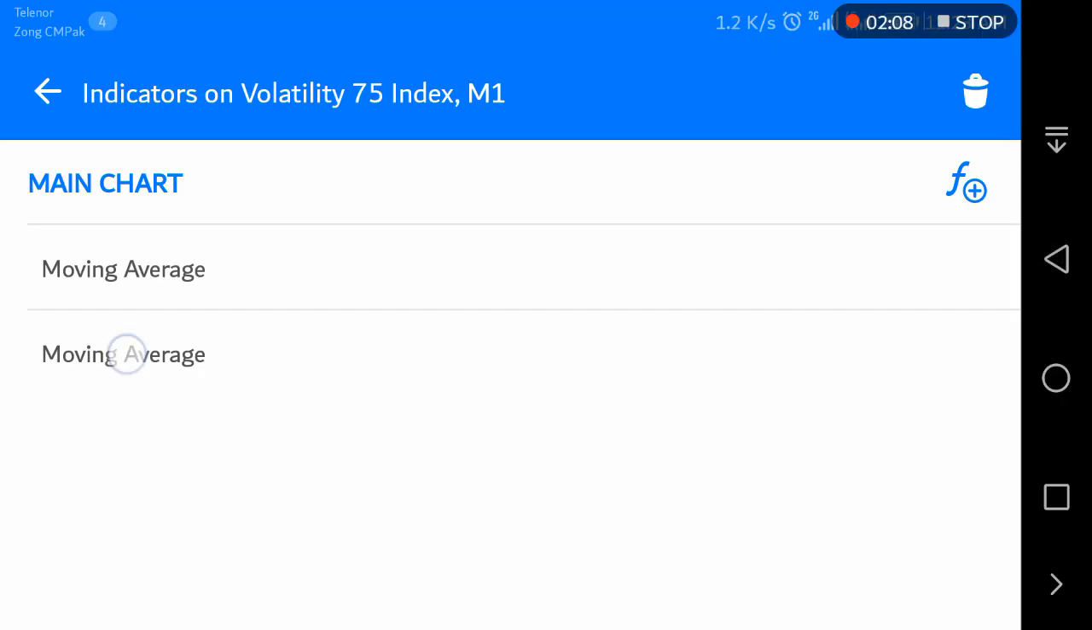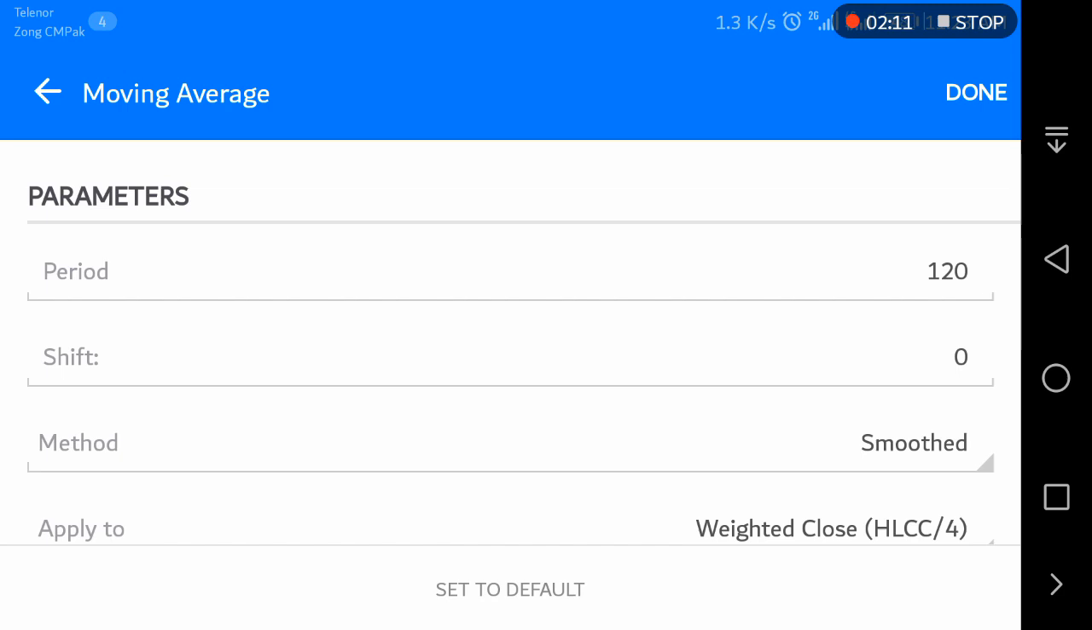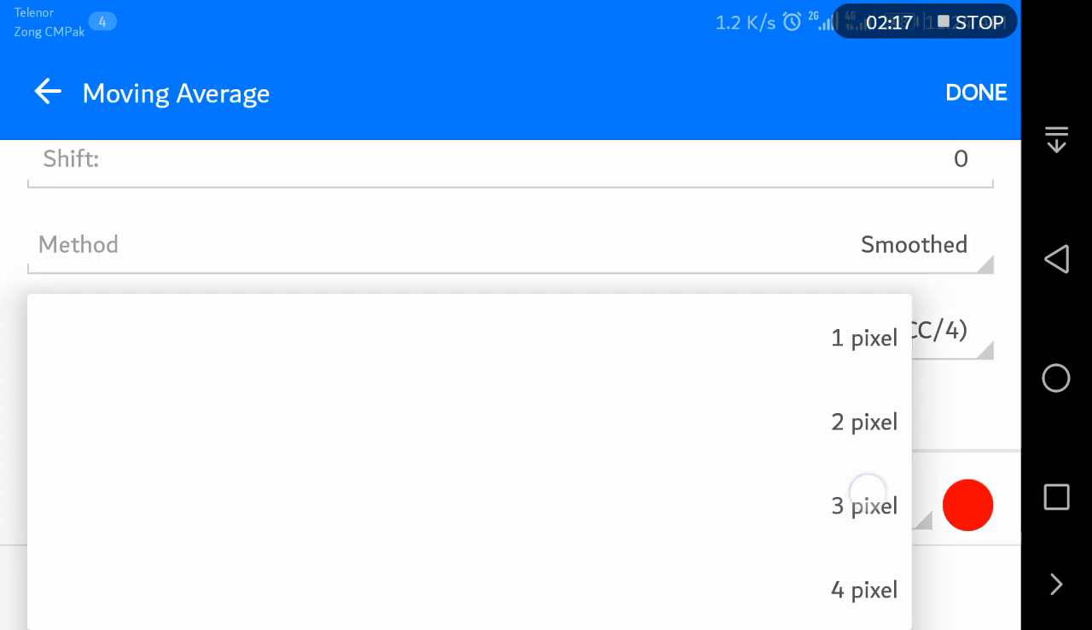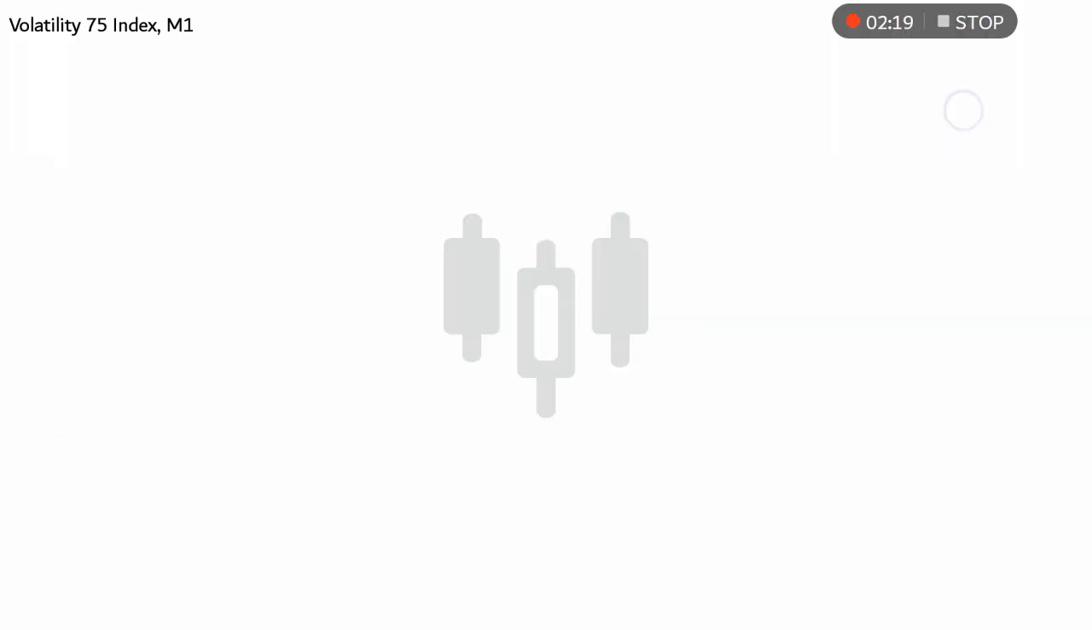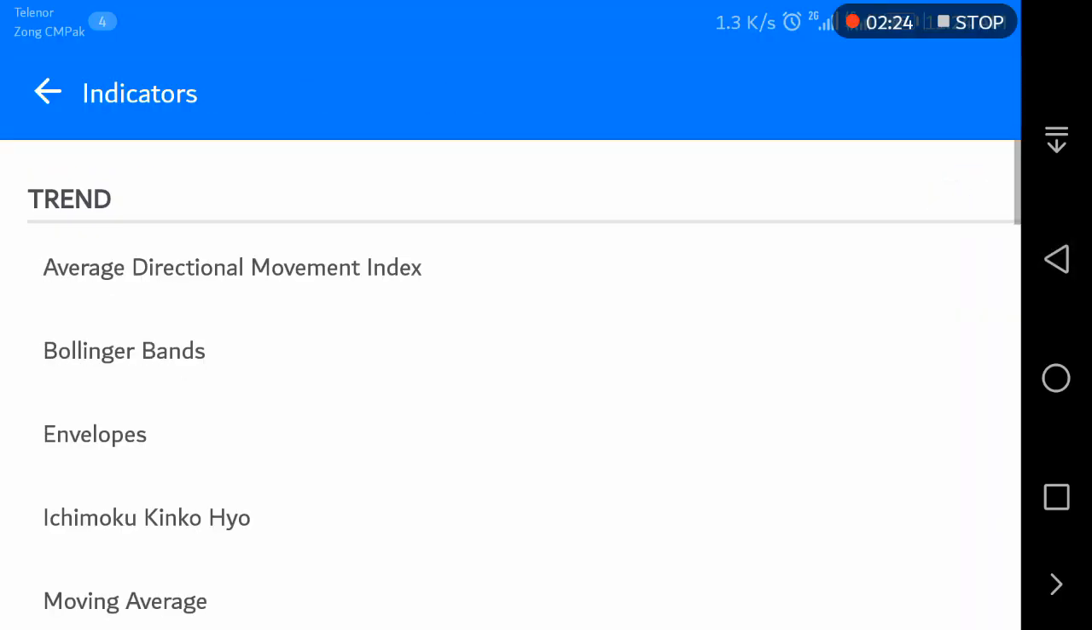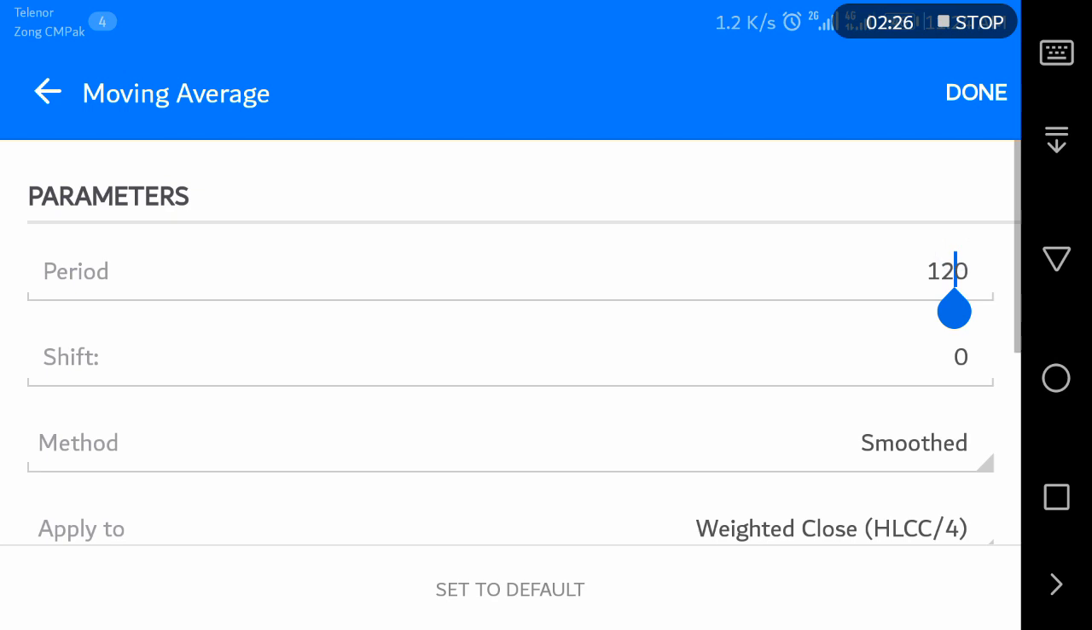Once again, go and select the moving average 120. Period 120, method smoothed, and the same applied to, HLCC/4, and choose any color you like, any pixel width you like. Now the last moving average you need to choose. Look here, moving average 13.